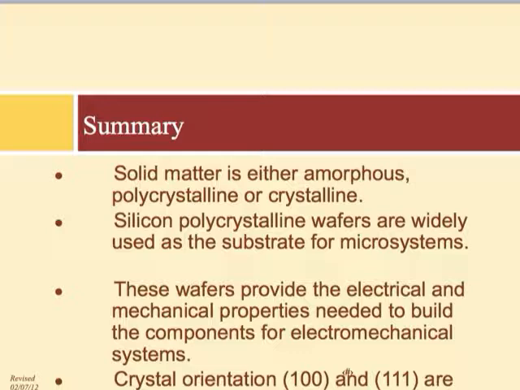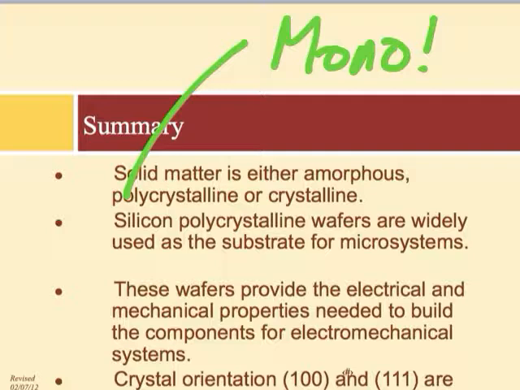So solid matter is either amorphous, polycrystalline, or crystalline. Silicon polycrystalline wafers are widely used as a substrate. Actually, this should say monocrystalline, so this is a typo. I've got to tell MJ to fix that. So monocrystalline, this one right here, monocrystalline wafers. So the wafers are single crystal. Okay, and the wafers have a specific type of electrical and mechanical properties. And we can change the electrical properties by putting in a little bit of a dopant. Add some more electrons to the lattice, and then we can make it electrically conductive.